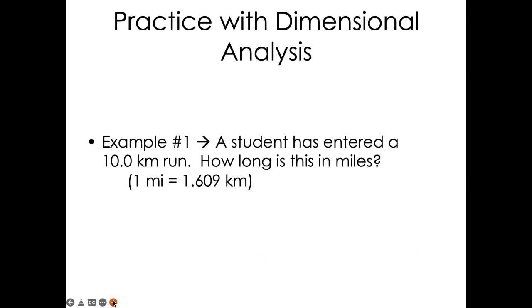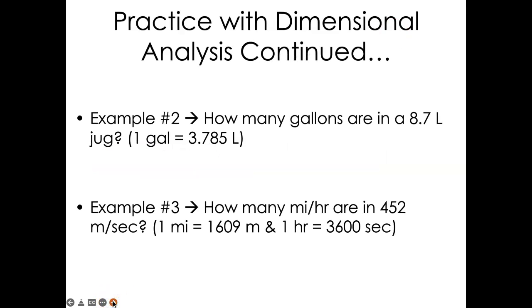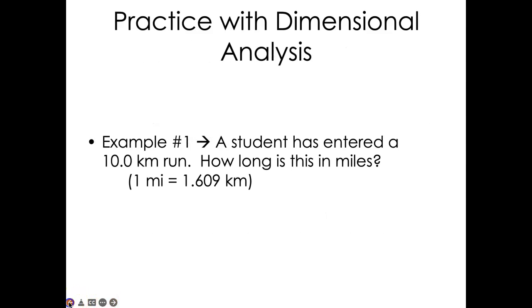Here's another one. If we're in a 10-kilometer run, how long would that be in miles? And here is our conversion factor. This is the relationship we're going to want to write as 1. All right, so first step, always the same. Look at what information the problem gives us and write it down. And so that's what I'm going to start with. I'm going to write that 10 kilometers, and I'm going to put that over 1.